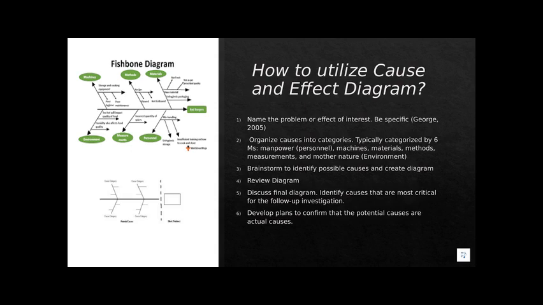The fourth step is you will review the diagram to make sure that you've worded things as you want them, and those categories are organized as you'd like. The fifth step is to discuss the final diagram and identify causes that are most critical for the follow-up investigation. If you have a list of many causes, which are the ones that are most detrimental, or the ones that you could see happening most often, most probable to happen.